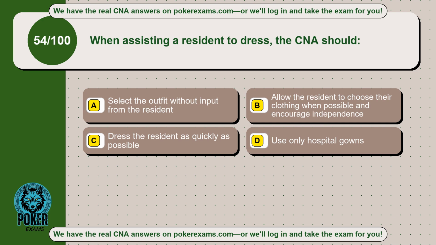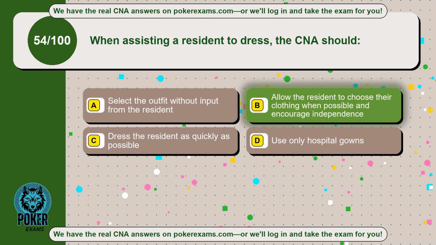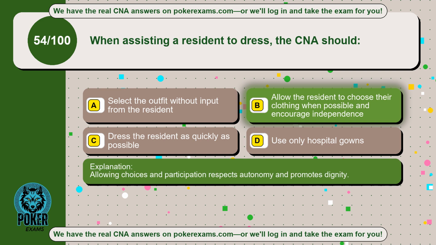Question 54. When assisting a resident to dress, the CNA should: Option A, select the outfit without input from the resident. Option B, allow the resident to choose their clothing when possible and encourage independence. Option C, dress the resident as quickly as possible. Option D, use only hospital gowns. The correct answer is option B. Allow the resident to choose their clothing when possible and encourage independence. Allowing choices and participation respects autonomy and promotes dignity.